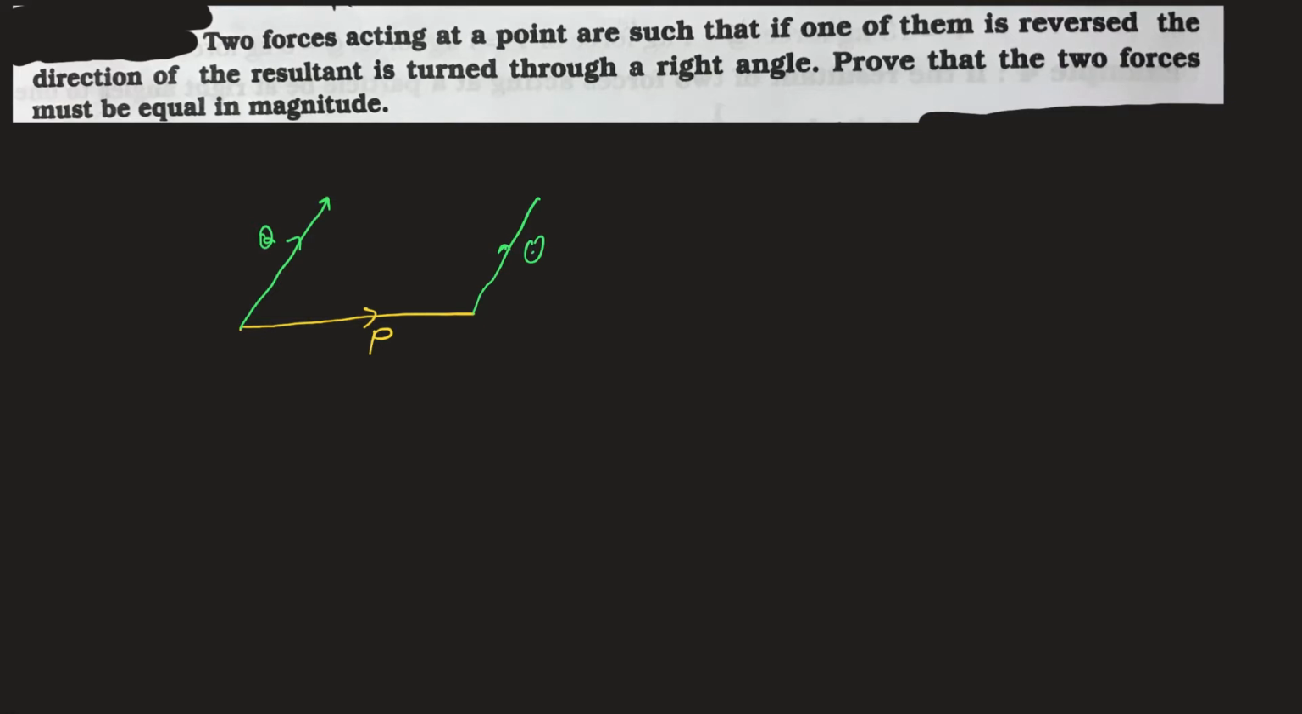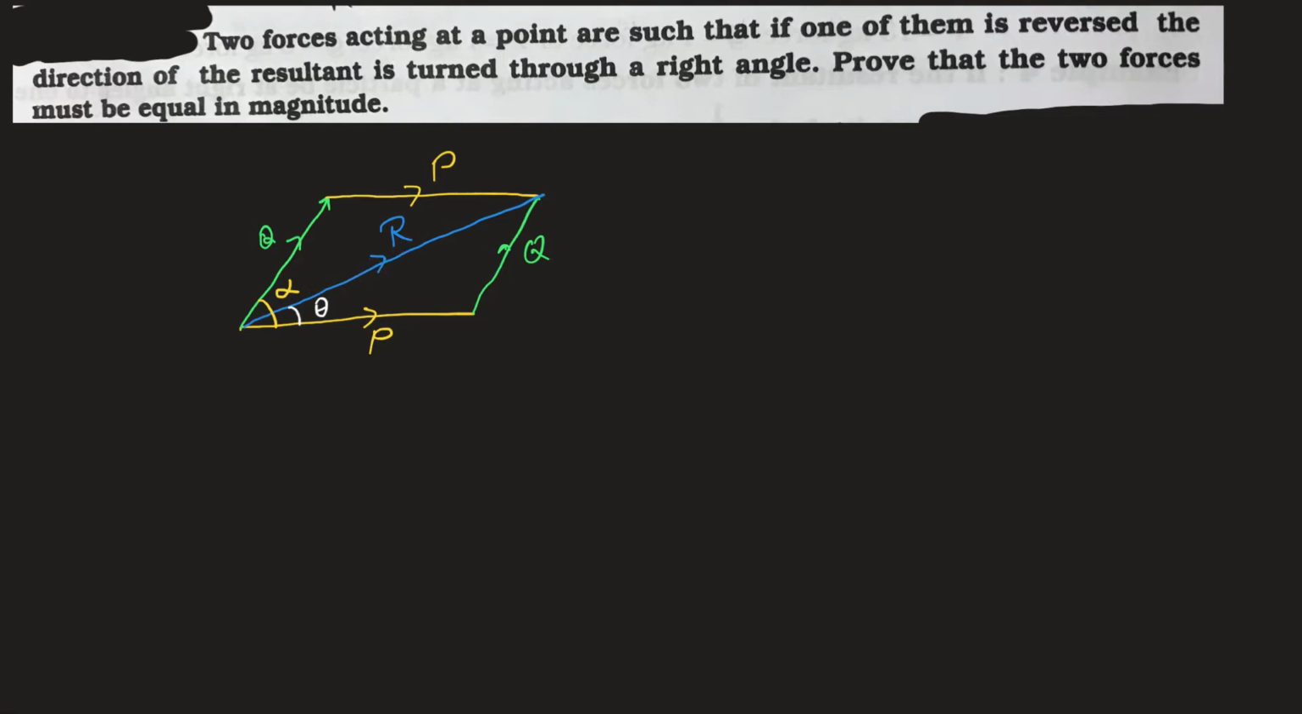So this is also Q and this one, and the resultant goes like that. This is resultant R and this is also P. So once again, if one of them is reversed, the direction of the resultant is turned through a right angle. A direction means if we say this resultant is acting at an angle theta, and these two forces are acting at an angle say alpha.